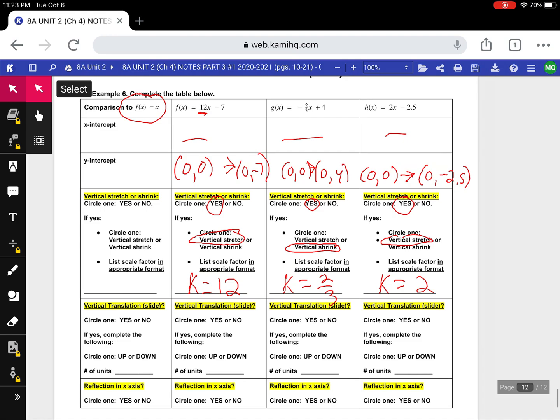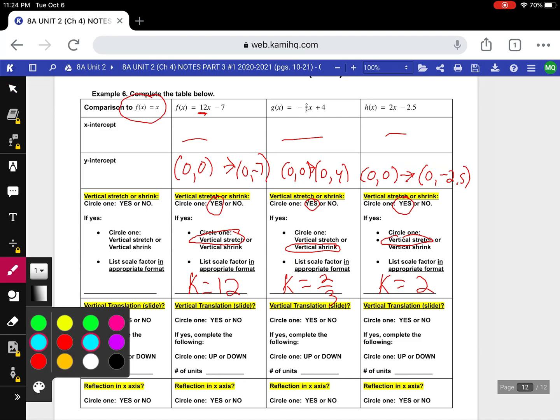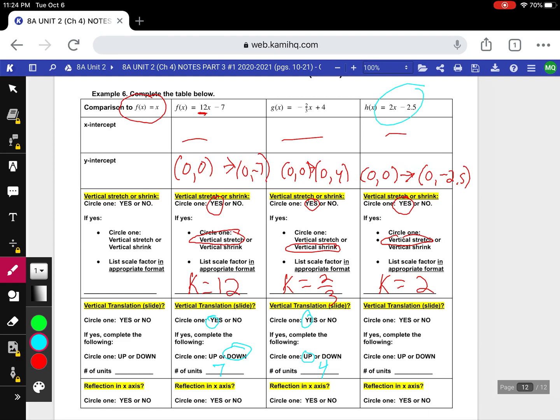Okay, then I go down to my translations. And in this one, we do have a translation, right? It's going down, and it's going down 7 units. This one, yes, we're going up 4 units. And on this last one, we have a translation. It is going down because it's negative by 2.5 units.